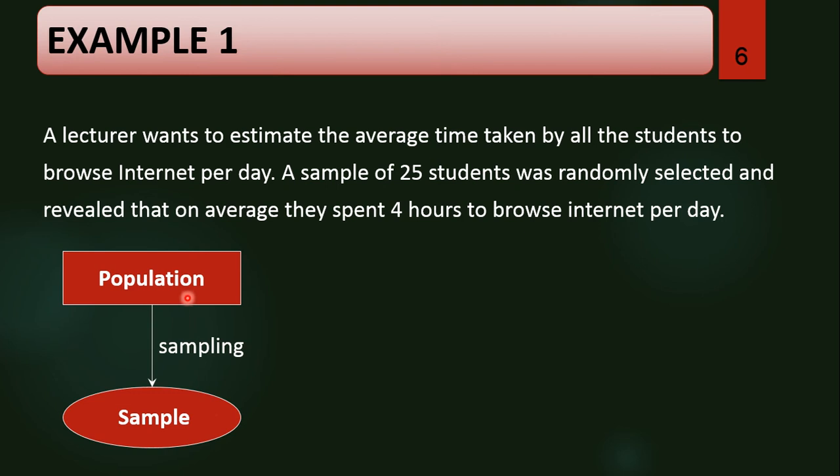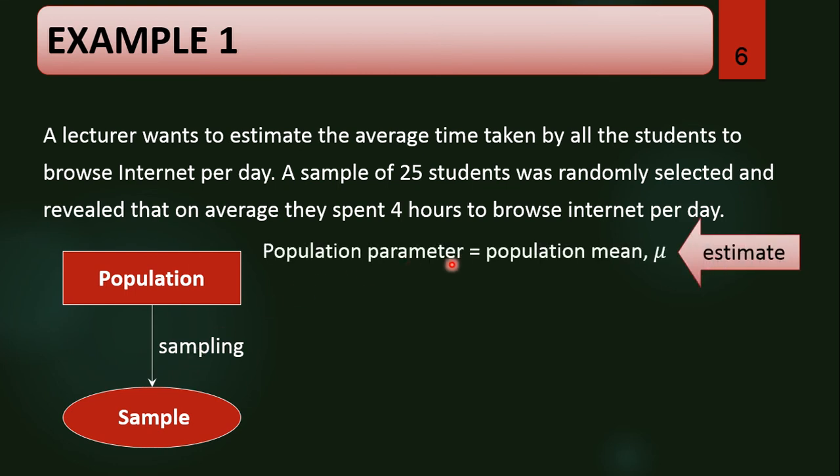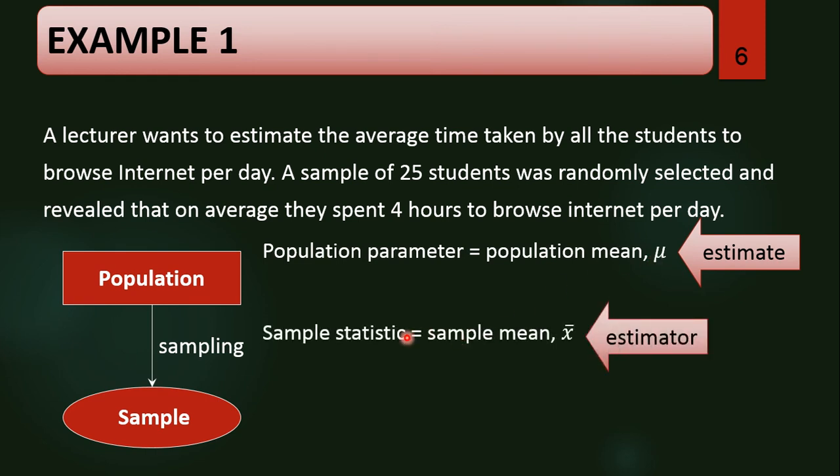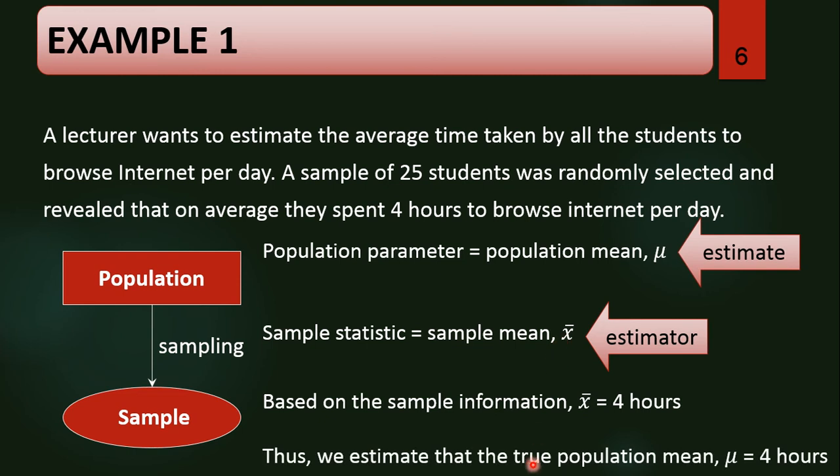So what we have is only a sample of 25. From a population, we took out a sample of 25 through a process of sampling. We want to estimate the population parameter, which is mu. Our estimator will come from the sample statistic, which is X bar. From the data, X bar is equal to 4 hours. So how do we estimate mu from X bar? We estimate the true population mean, mu, to also be equal to 4 hours.